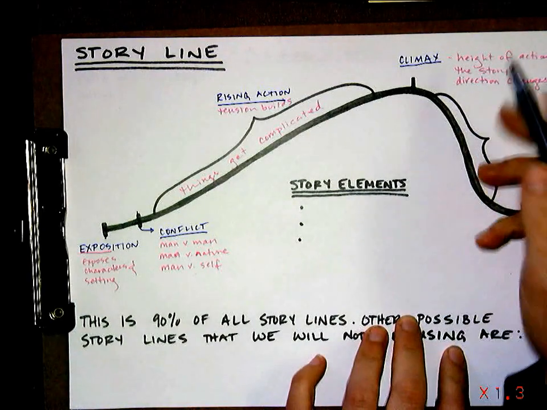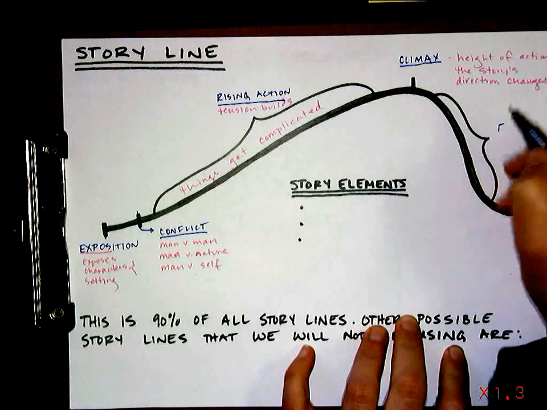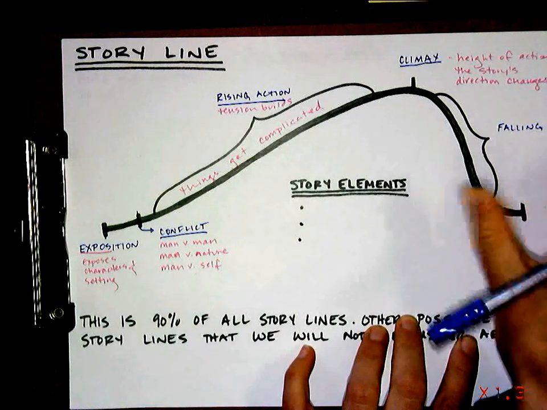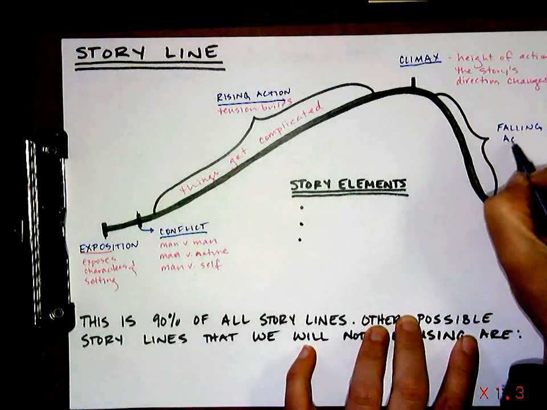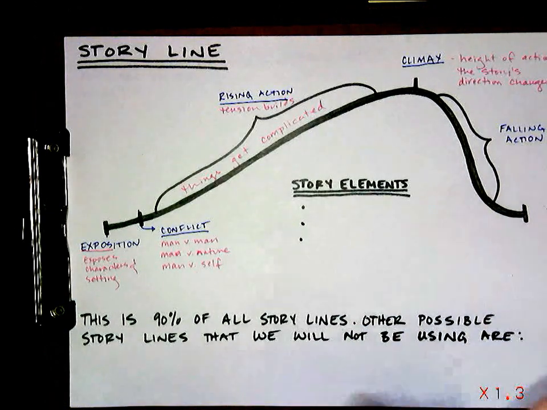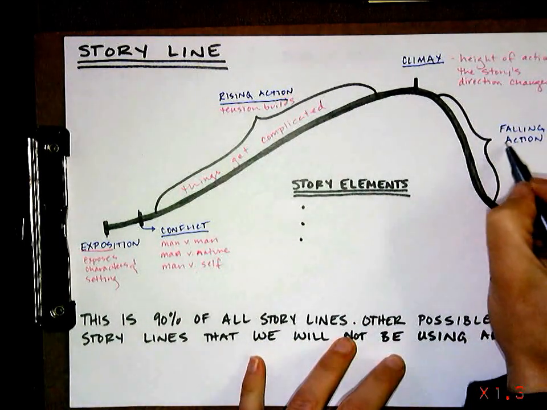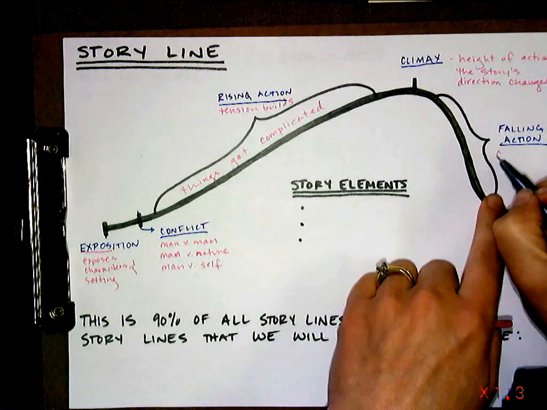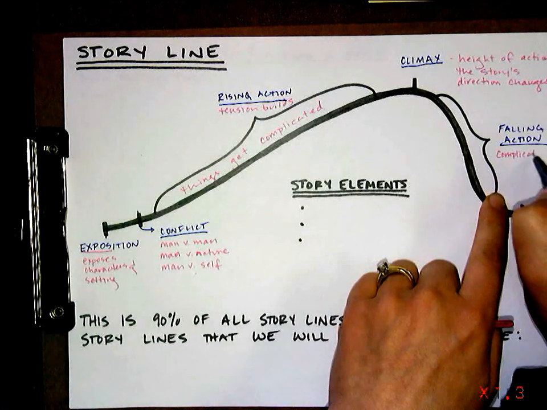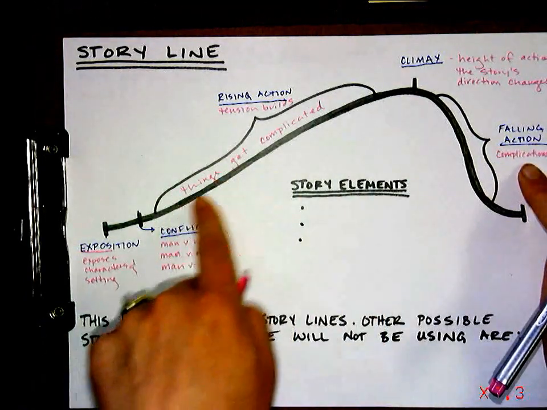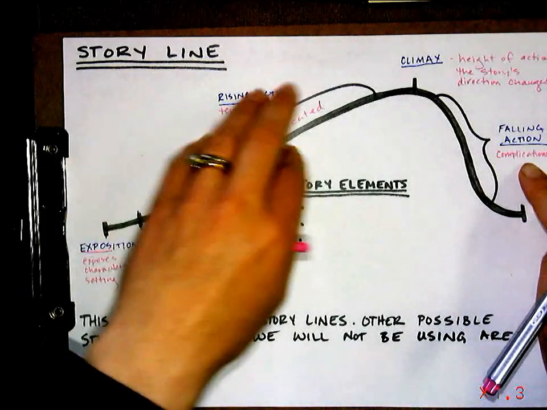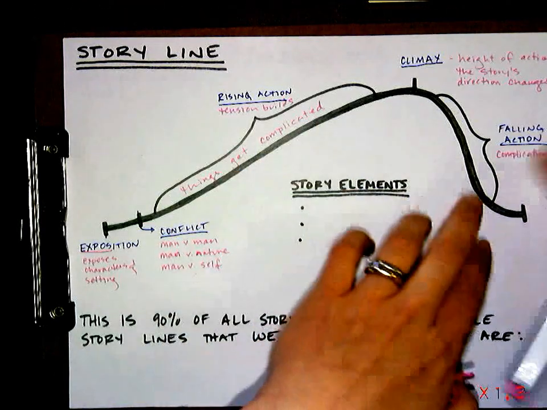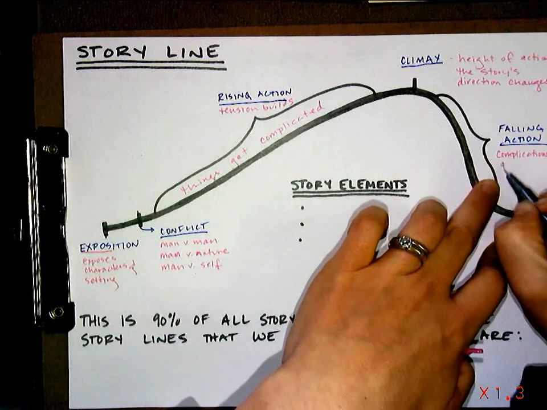Once the climax happens, the book or the movie starts to wrap itself up, and that section is called the falling action. This is where the complications start to get cleared up. The complications from the rising action, all of these knots and twists and turns that led to the climax, in the falling action all of these things sort of sort themselves out. So complications get cleared up.